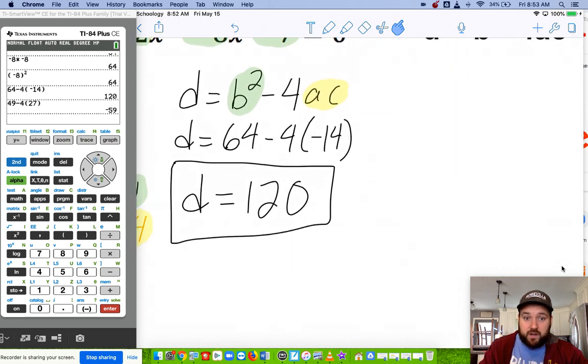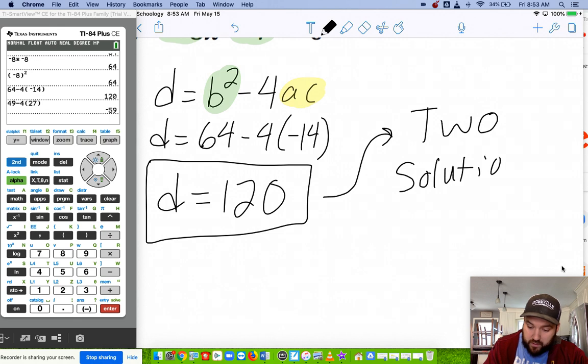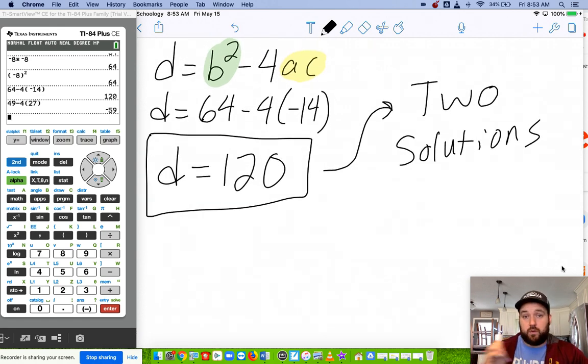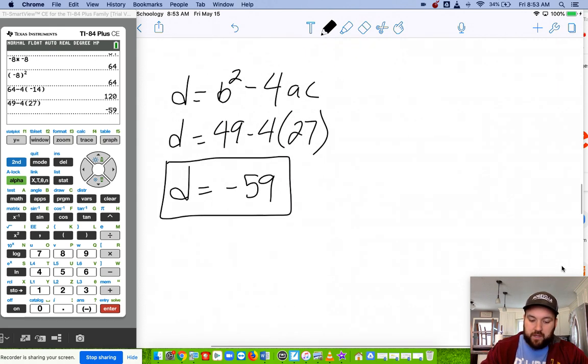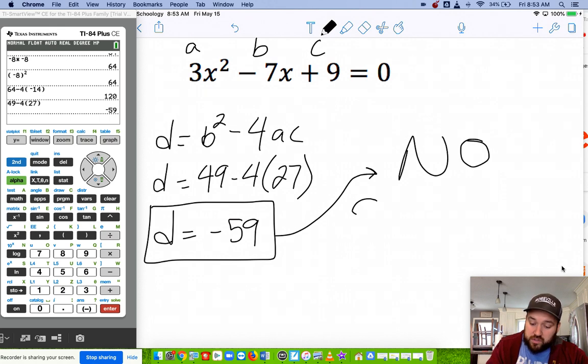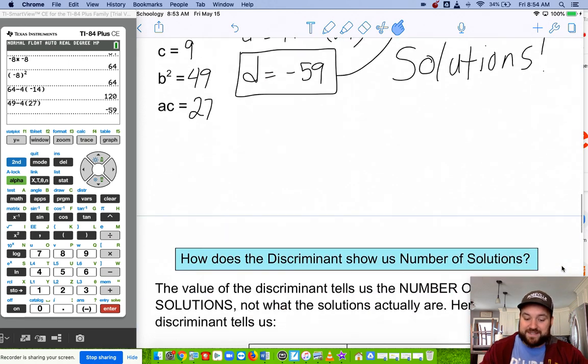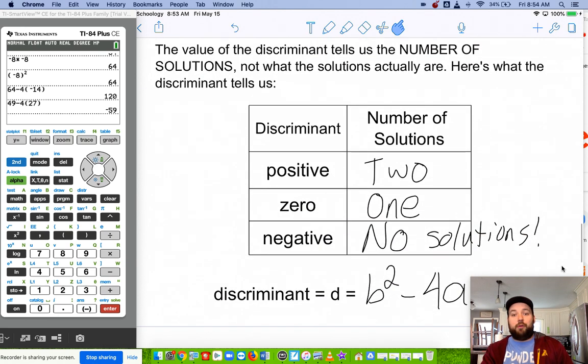Here, my discriminant is 120, which means that there are 2 solutions. There are going to be 2 answers to this equation. 120 is not one of the answers. Okay. In the next video, we'll talk about how you find those two solutions. But here, if you get an equation that has a discriminant of something like negative 59, there are no solutions. You do not have to keep doing work. You can stop and say there are no solutions. Okay. So that's how we're going to use the discriminant to help guide us.